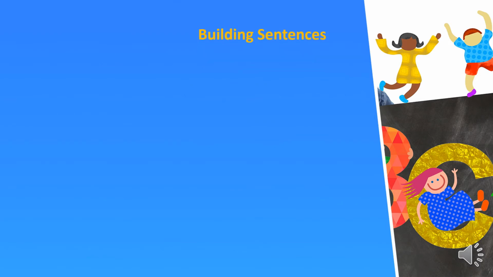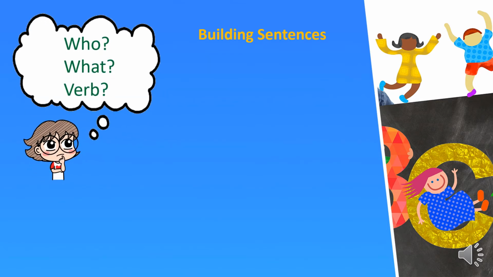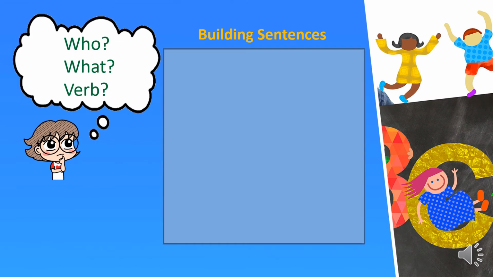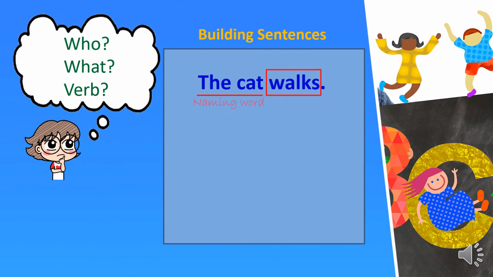Now, in building your own sentences, you must always consider the following. Think of a naming word and an action word. And then make sure that when you put them together, they make sense. Here are some examples. The cat walks. The cat here is the naming word, and walks is the verb. Now we formed a sentence by putting these together.